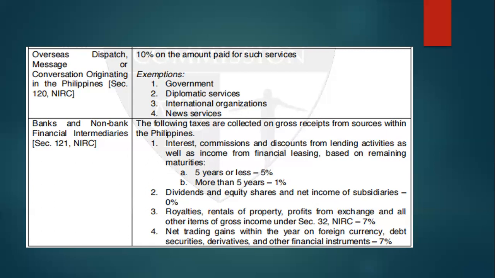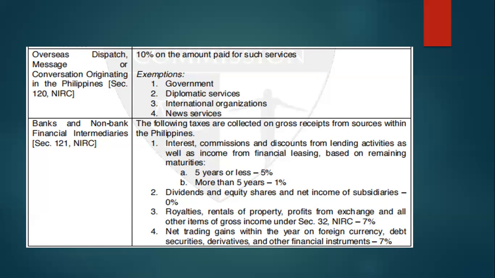Section 121. This is intended for banks and non-bank financial intermediaries. The following taxes are collected on gross receipts from sources within the Philippines: interest, commissions, and discounts from lending activities, as well as income from financial leasing, based on the remaining maturities. Subject to 5% if 5 years or less. But if it's more than 5 years, guys, that's subject to 1% percentage tax. Okay? The dividends and equity shares and net income of subsidiaries are subject to percentage tax at 0%.